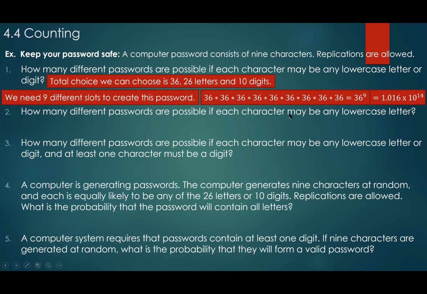So looking at this here, everybody see why we use 36, right? 36 is the total number of choices that we can choose from. And why do we have 9? Because your password needs to have 9 characters, which is 9 different slots. If your homework has 11, you have 11, which is 36 raised to the 11th power.